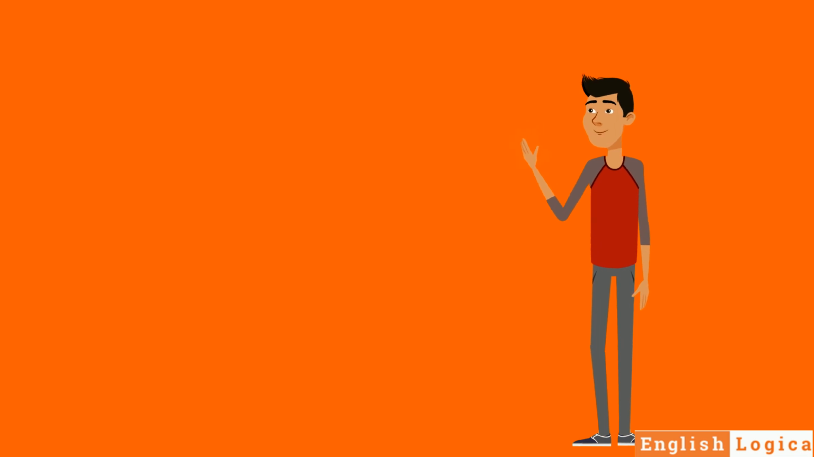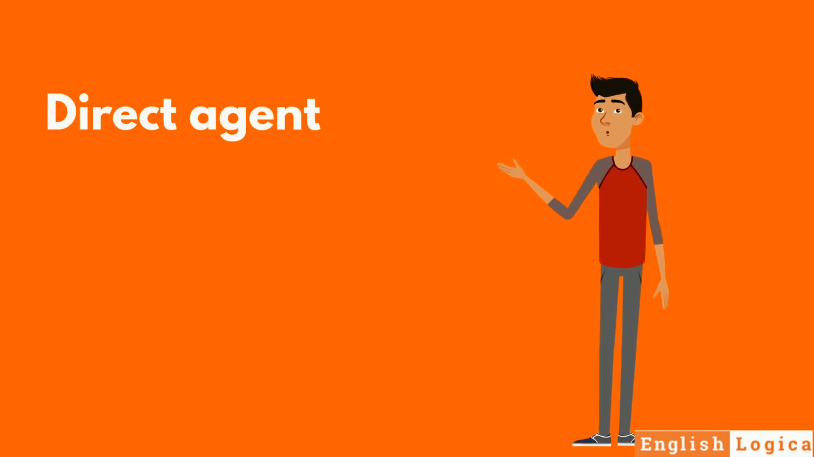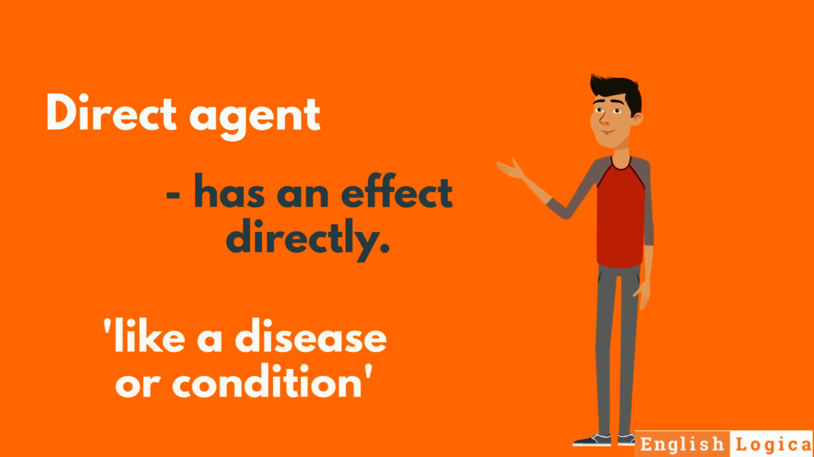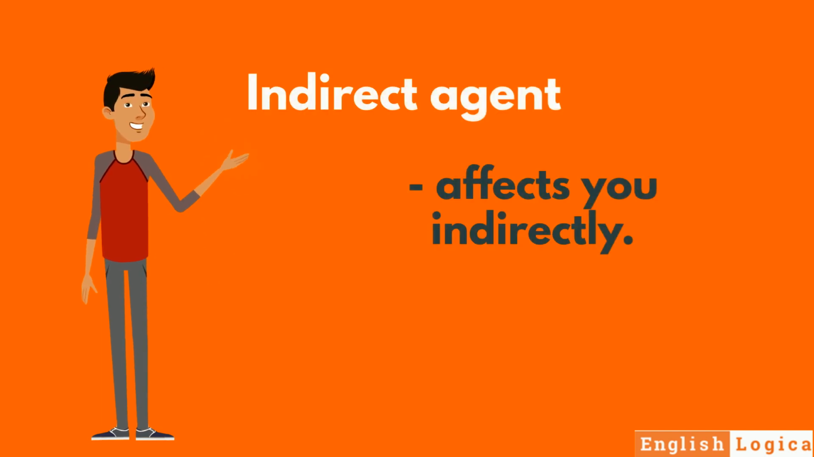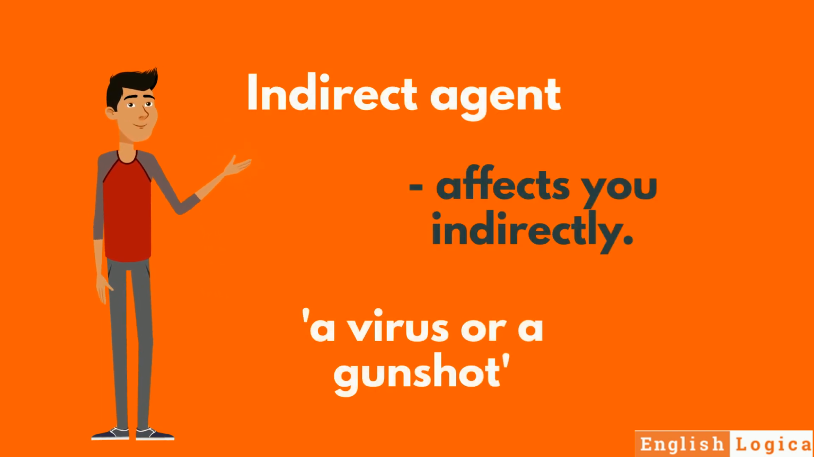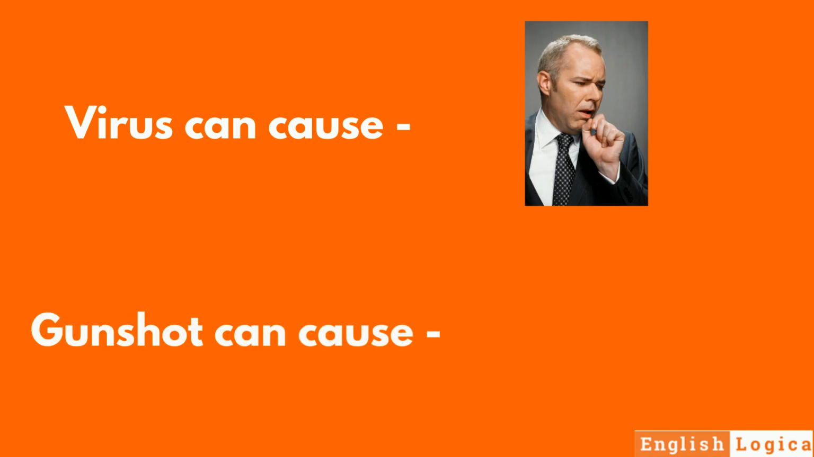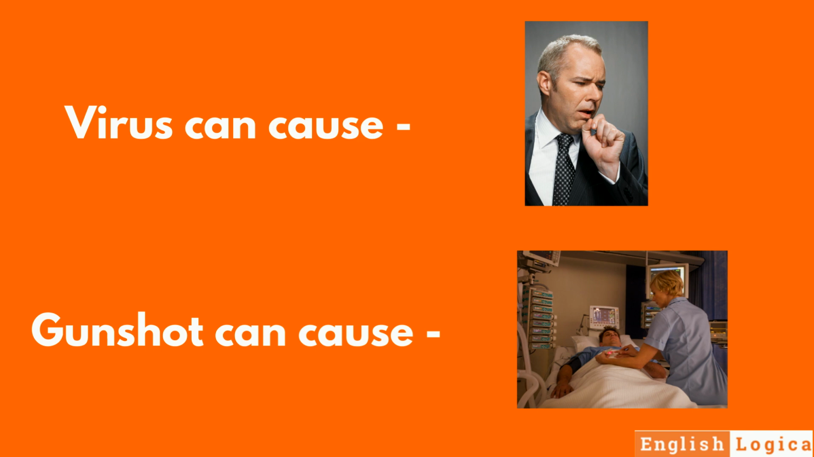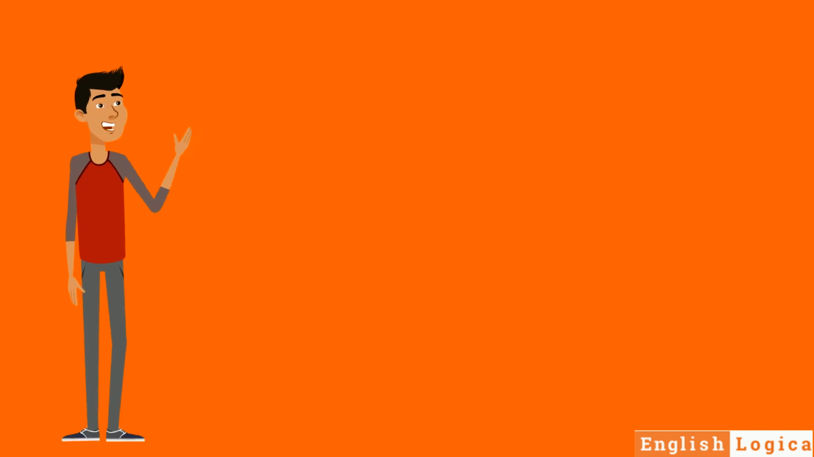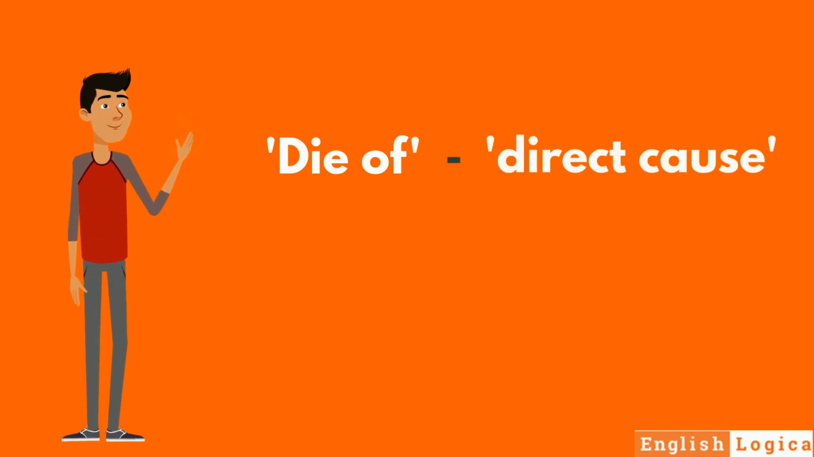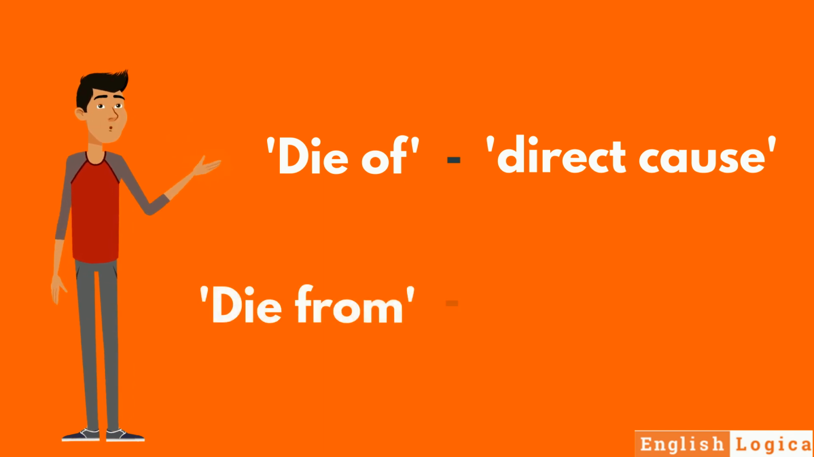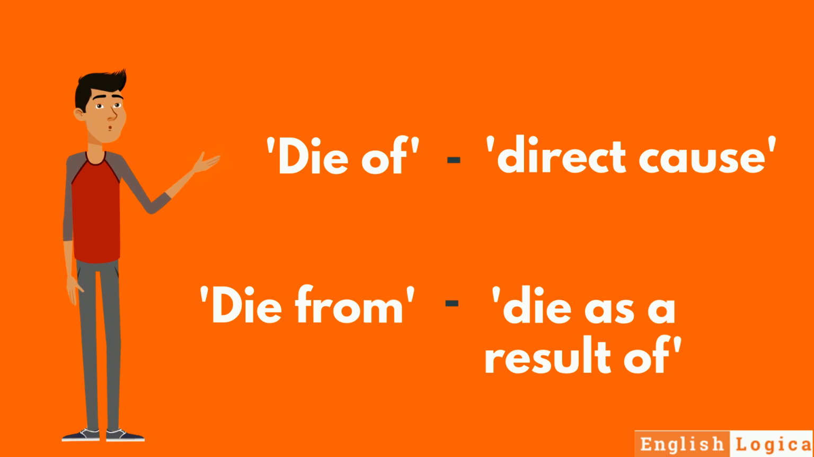Let me explain. A direct agent is something that has an effect directly, like a disease or condition. An indirect agent affects you indirectly, such as a virus or a gunshot. A virus can cause a respiratory disease, and a gunshot can cause organ failure. So, die of is used when what follows is the direct cause, whereas die from is a short way of saying die as a result of.